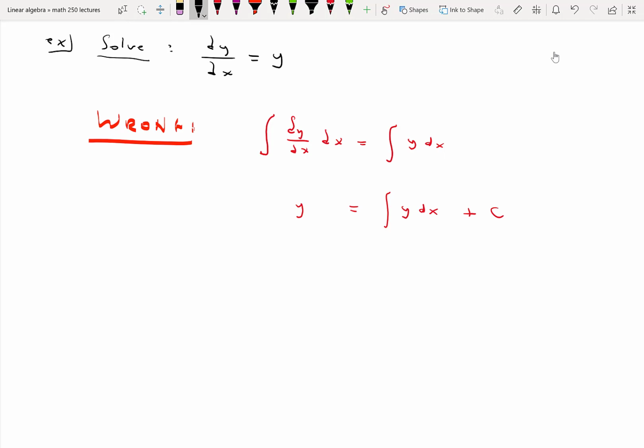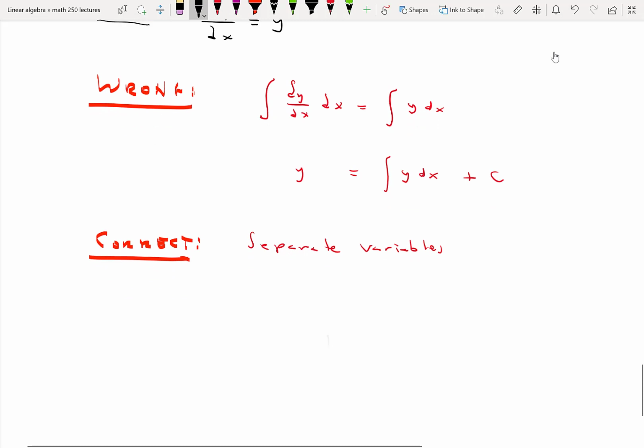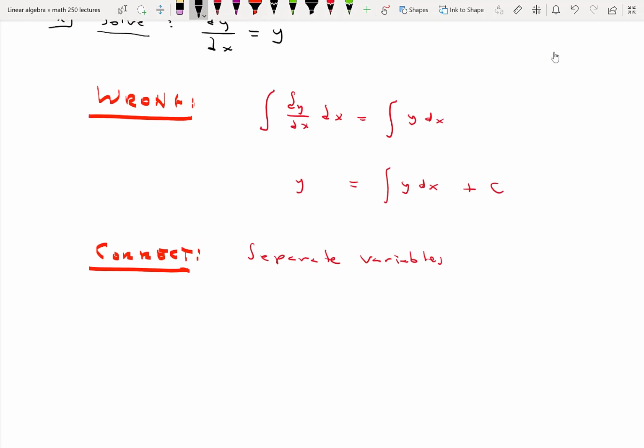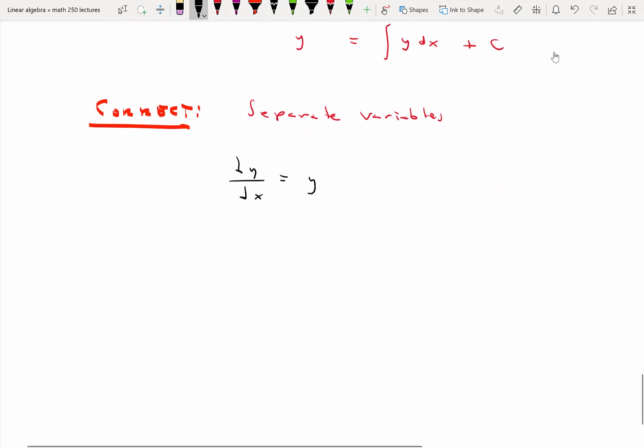The idea is to separate the variables. So the correct thing to do is to separate variables. By separate variables, I mean gather y's and dy's and x's and dx's. So the original differential equation is dy/dx equals y. Divide both sides by y, and multiply both sides by dx. So we get dy over y equals 1 dx.